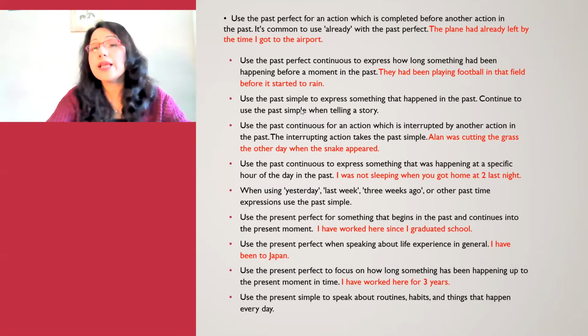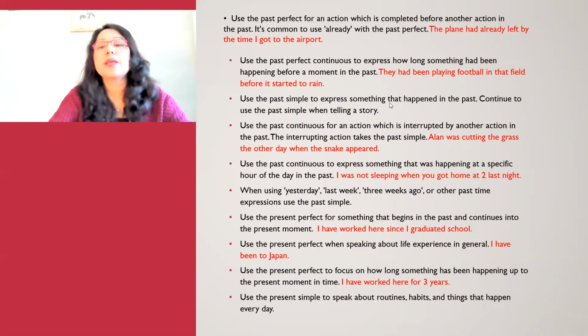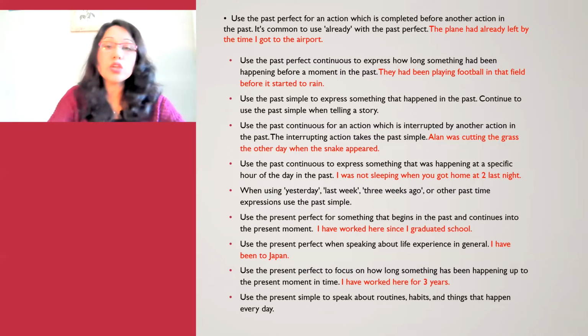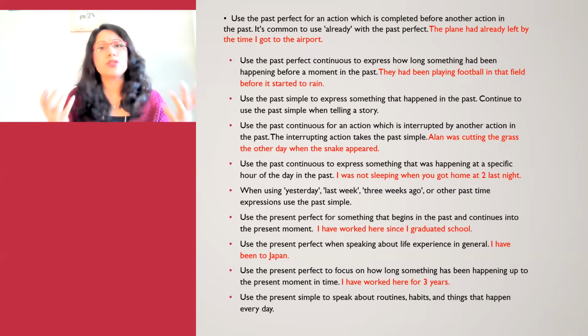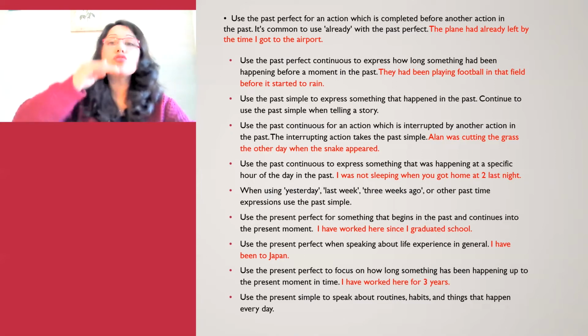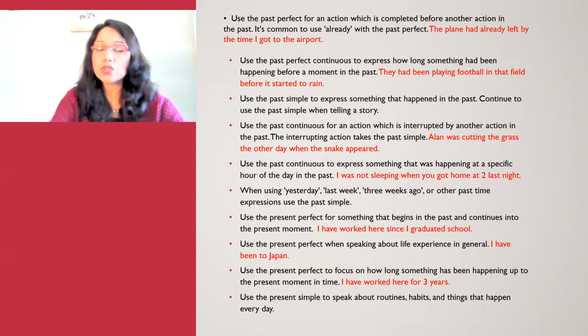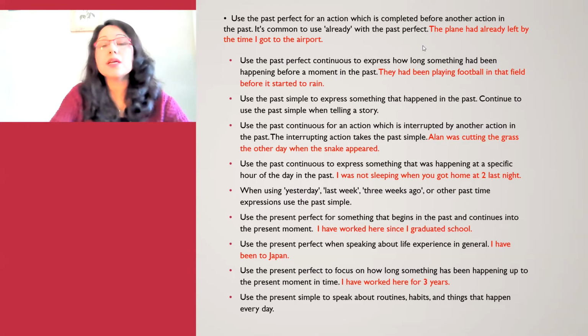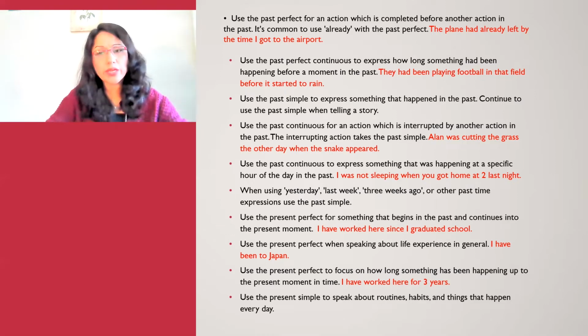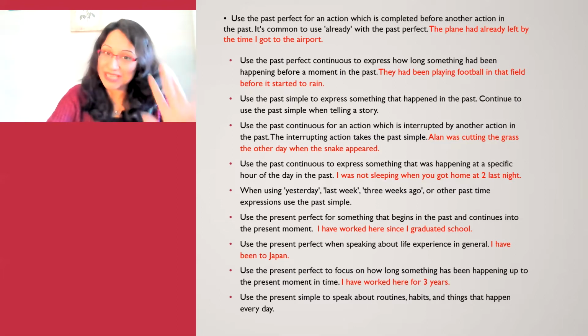Moving on to the next one: use the past simple to express something that happened in the past, and continue to use the past simple when telling a story. When you're talking about past things and telling a story, let's say I woke up late, I missed my bus, and then I was late for my meeting. When you are telling them in chronological order, the way something happened, use your past simple. Always use your past simple to express something that happened in the past, something which is gone. And then you can keep on using it if you're talking in chronological order, one after the other. Past simple, keep it simple.